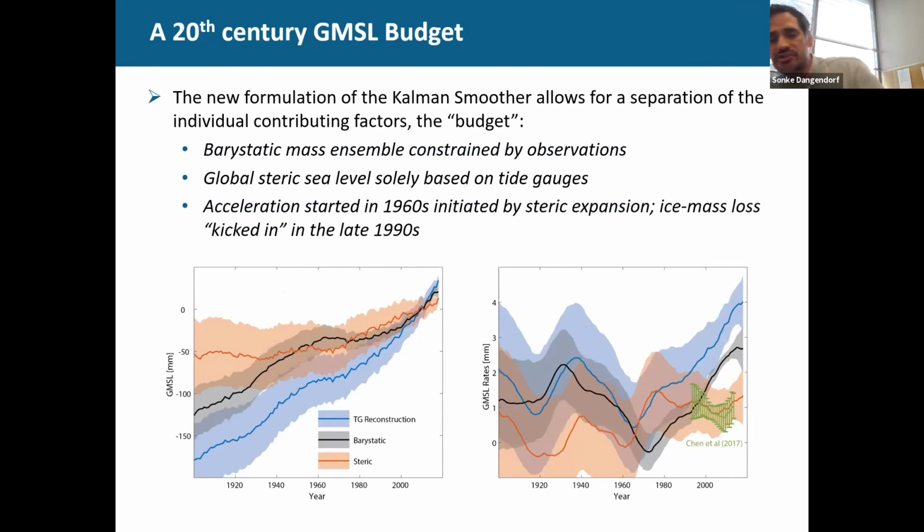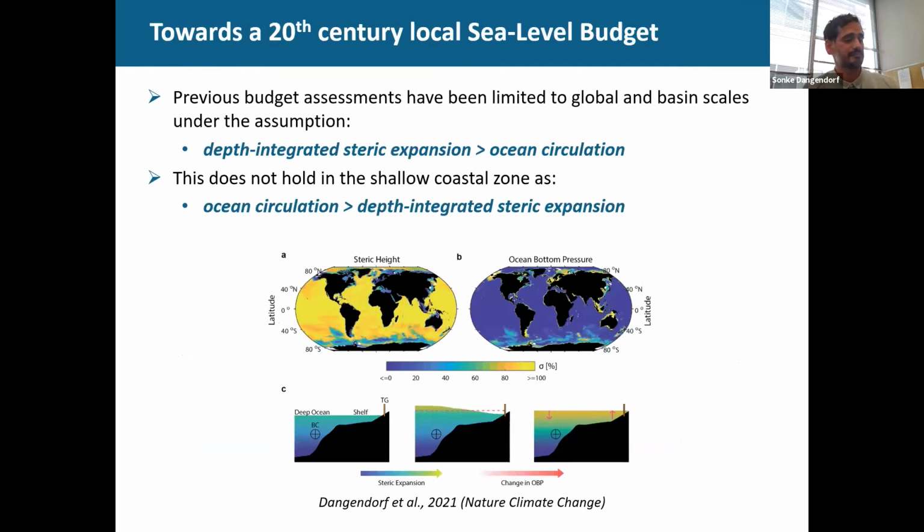So, as I mentioned, one of the aims was this global mean sea level budget, but the other aim was also to be able to solve that sea level budget not only in the global mean, which has already been done before with a different technique, but also at the local scale. And before coming to that, I would like to give you a little background. Previously, it was impossible to do these kind of budget assessments at a local scale.